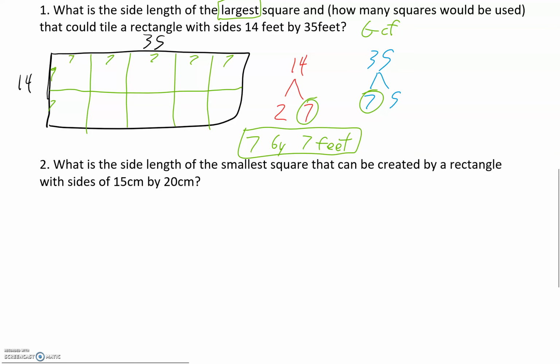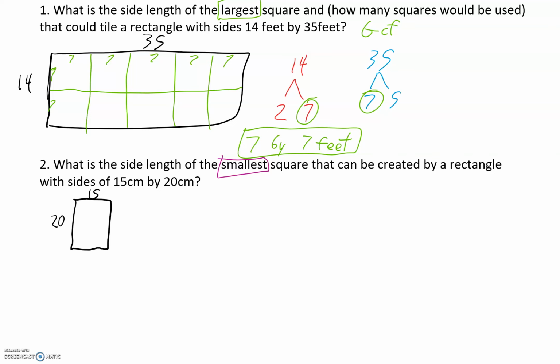All right, so this next one is a very similar type of question, except that it says the smallest square that can be created by a triangle of sides that and that. So basically, there is a triangle here, maybe it's even less. There you go, 20 by 15. And the question is, how many times do we have to put it down in order to get a square, right?